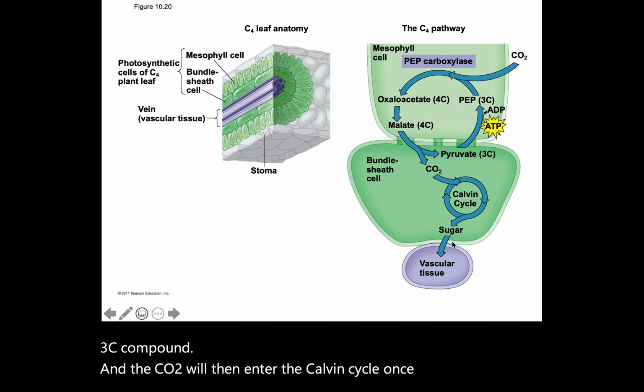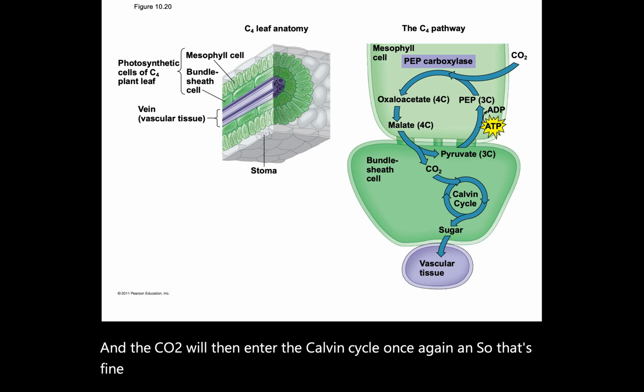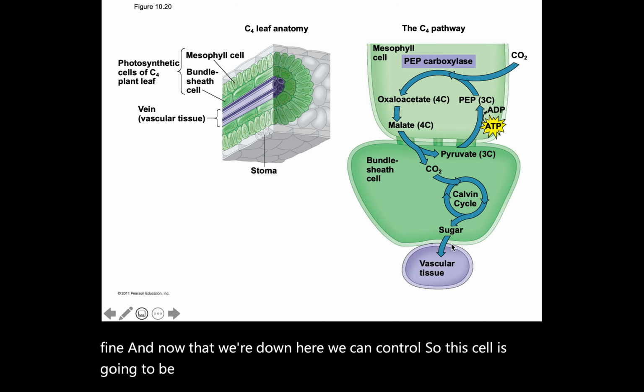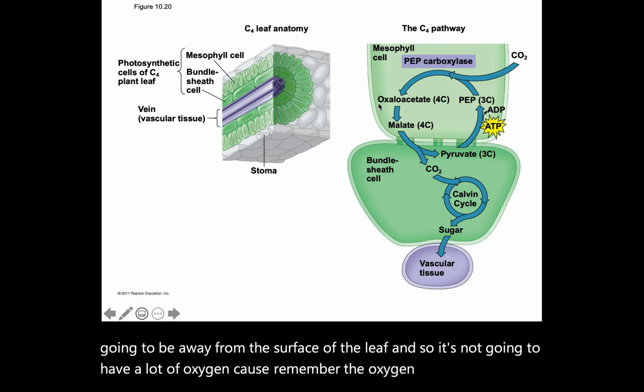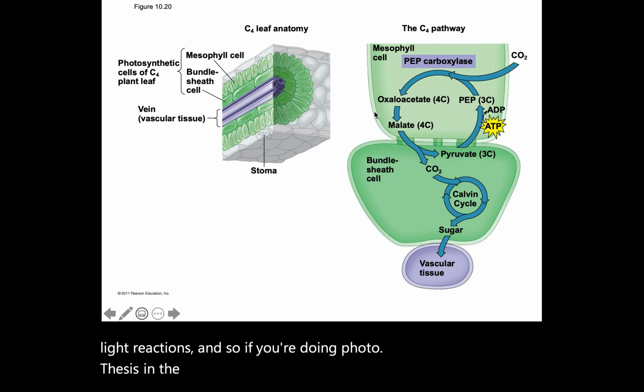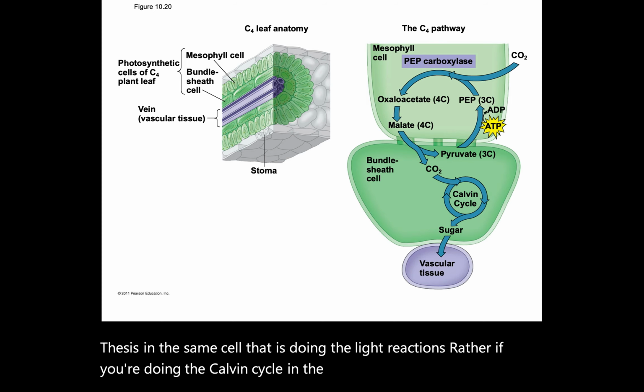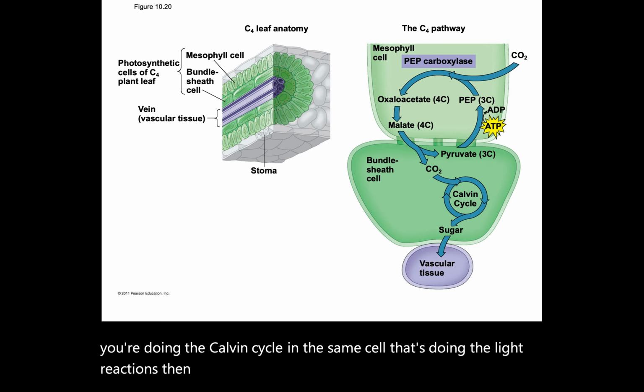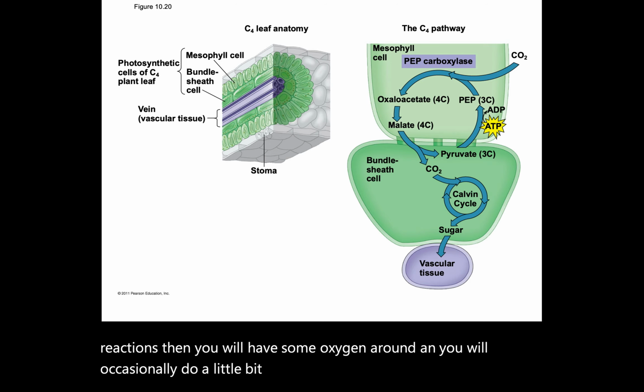And so that's fine. And now that we're down here, we can control. So this cell is going to be away from the surface of the leaf, and so it's not going to have a lot of oxygen. Because remember, the oxygen is produced by the light reactions. And so if you're doing the Calvin cycle in the same cell that's doing the light reactions, then you will have some oxygen around, and you will occasionally do a little bit of photorespiration, which is very bad.